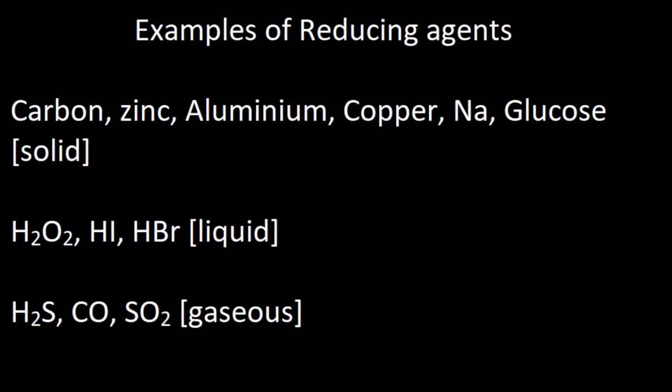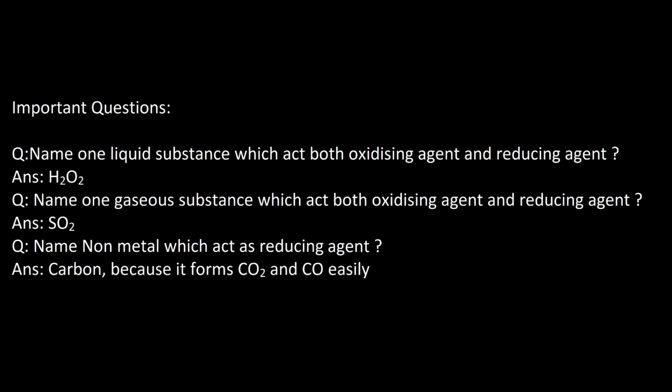Now some common examples of reducing agents. They exist in solid, liquid and gaseous state as well. Carbon, zinc, aluminium, copper, glucose, sodium are the solid reducing agents. Hydrogen peroxide, hydrogen iodide, hydrogen bromide are liquid reducing agents, and H2S, hydrogen sulfide, carbon monoxide, sulfur dioxide are gaseous reducing agents.